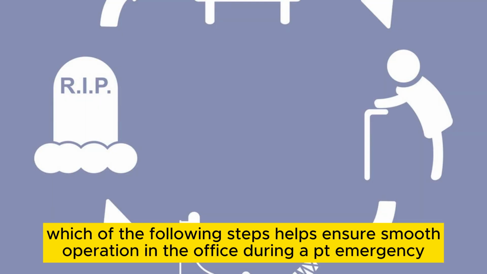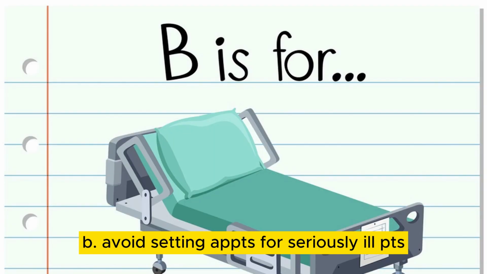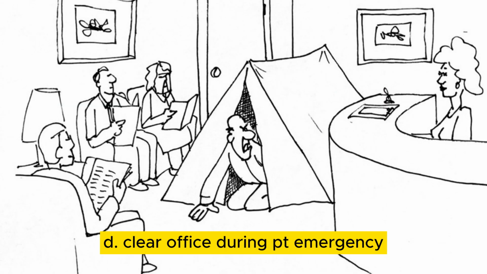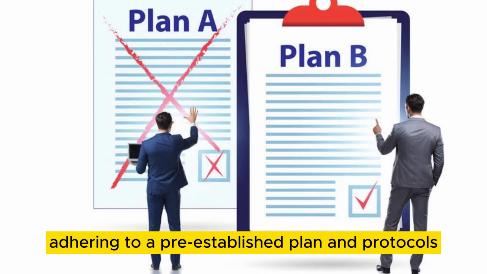Which of the following steps helps ensure smooth operation in the office during a PT emergency? A. Adhering to a pre-established plan and protocols. B. Avoid setting appointments for seriously ill PTs. C. Arrange for close proximity to the locale. D. Clear office during PT emergency. E. Have an AED. Adhering to a pre-established plan and protocols.